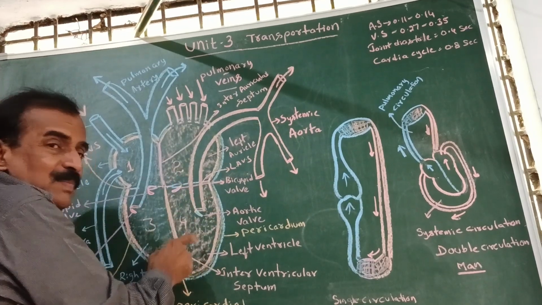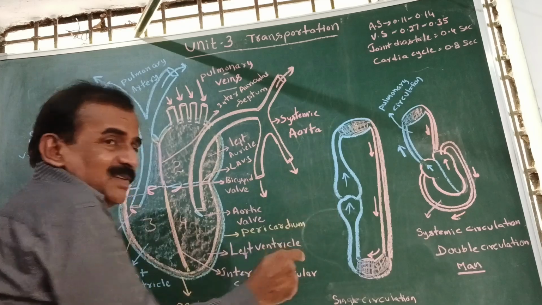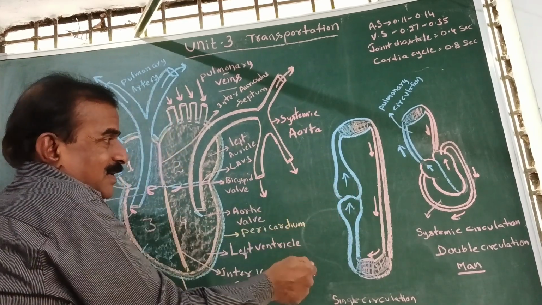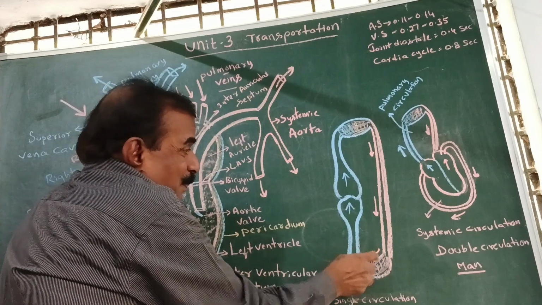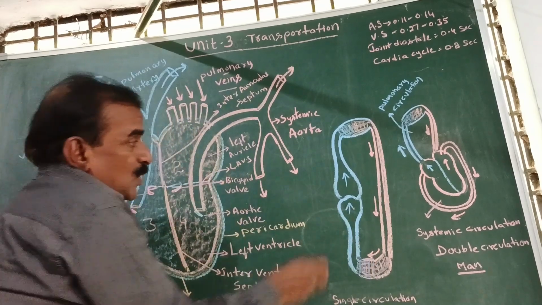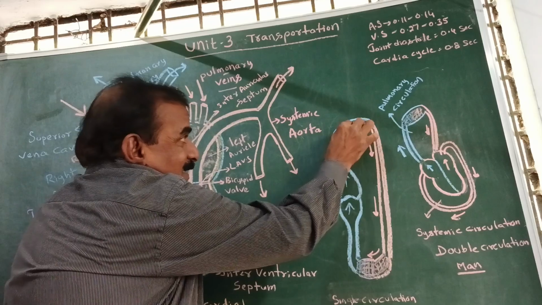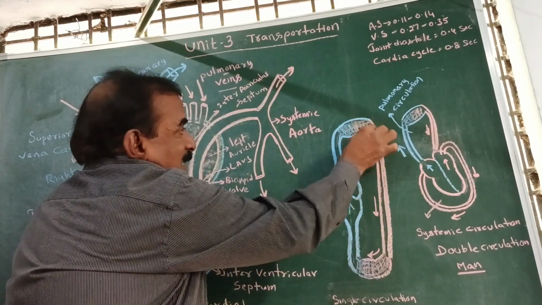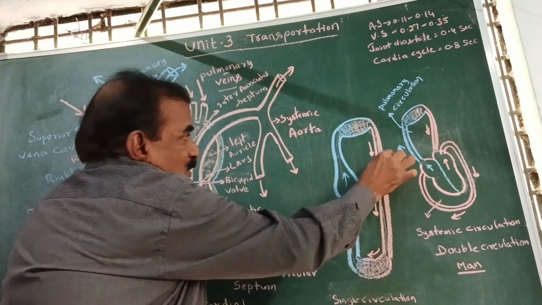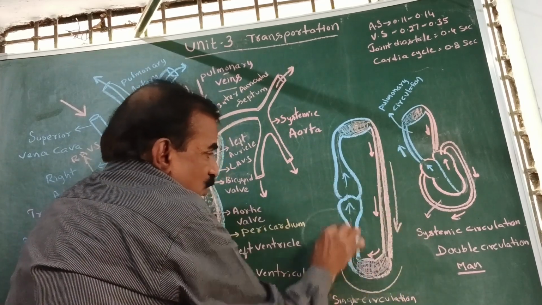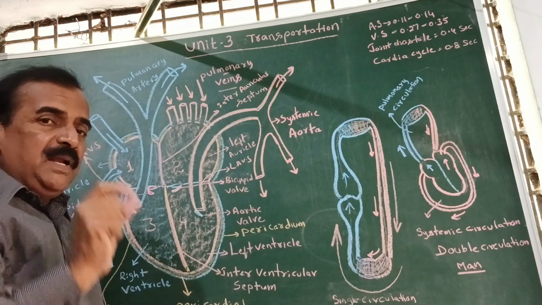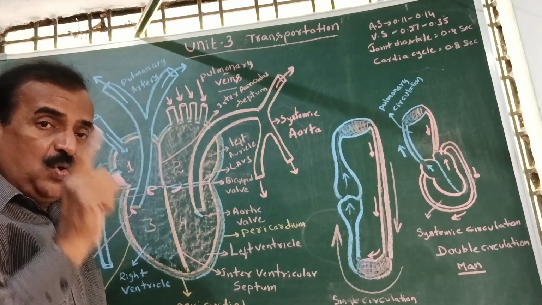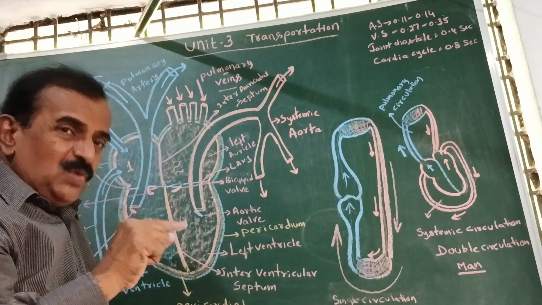In mammals four chambers are present, but in fish only two chambers: one is the atrium and another one is the ventricle. Here the blood is passed through the heart only once. Heart to gills, gills to body parts, and body parts to heart. Like that there is one circulation. That means blood is passed through the heart only once.